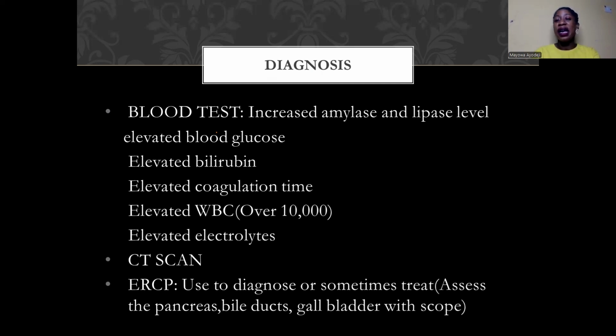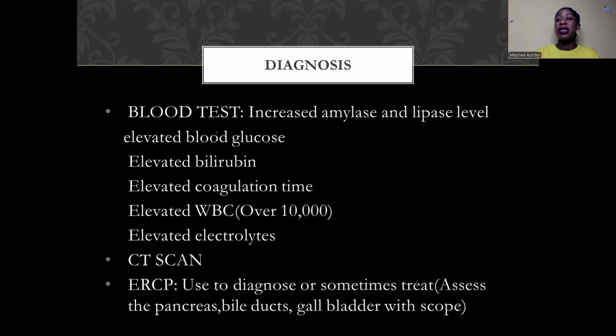There are elevated electrolytes here. All the electrolytes will go up. The calcium will go up, the magnesium level too, with excessively high levels of these electrolytes. There will be electrolyte imbalance. Then patients can also do a CT scan.